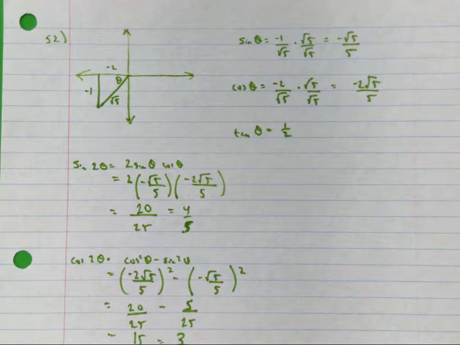We were introduced to the double angle formulas yesterday, and we know that we're going to use these formulas when we see things like sine 2 theta, cosine 2 theta, or tangent 2 theta. That's the double angle. Okay, first thing you always do is draw your picture. So I drew a picture.